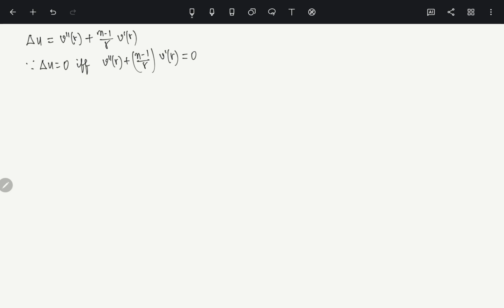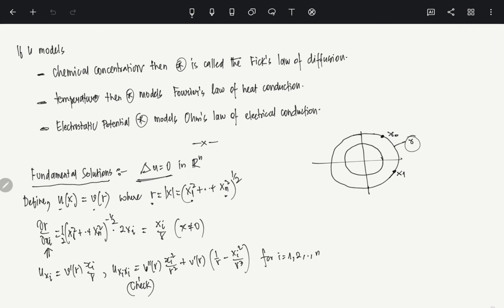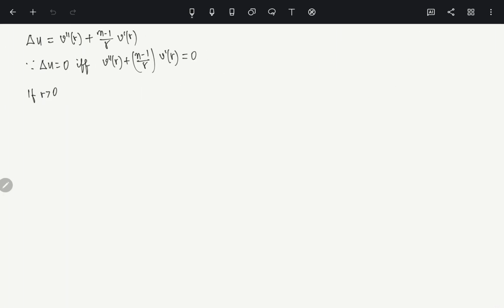If r is positive, because we have assumed x is not 0, so if x is not 0, r is definitely positive. Then we have v of r equal to a constant c1 times log r plus c2 for n equals 2, and it is going to be c1 by r to the power n minus 2 plus c2 for n greater than or equal to 3.